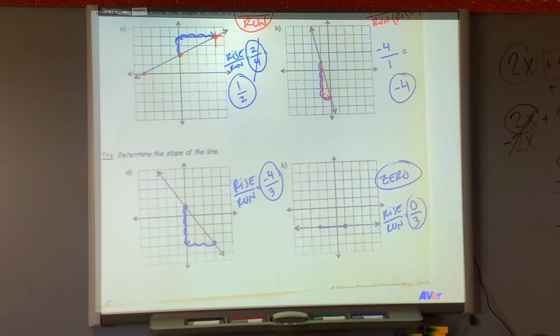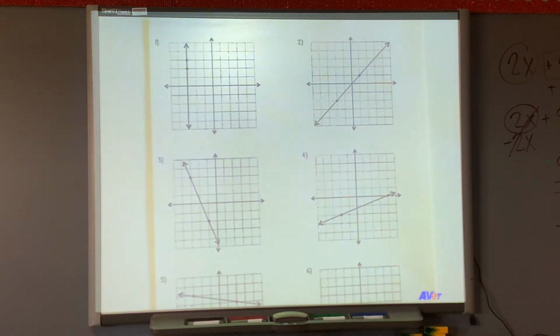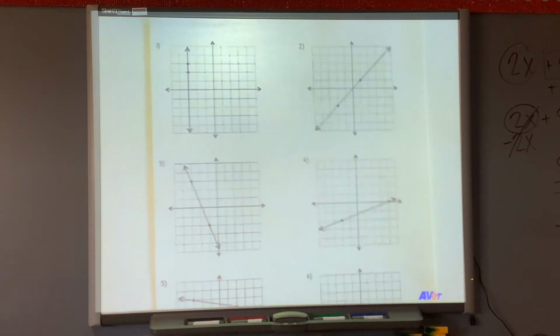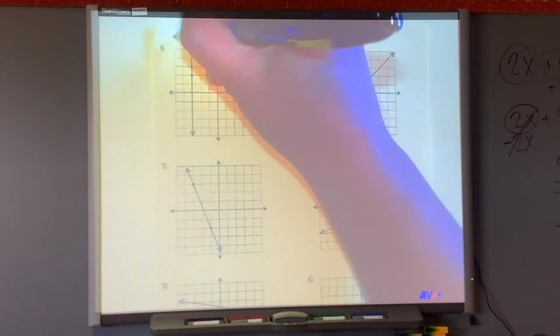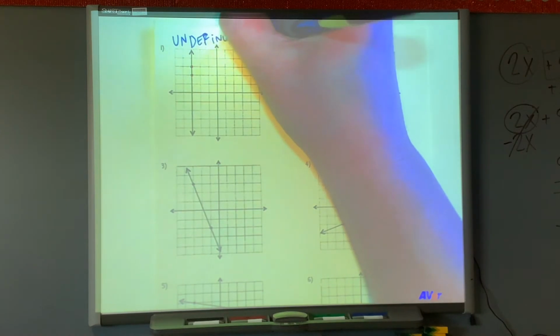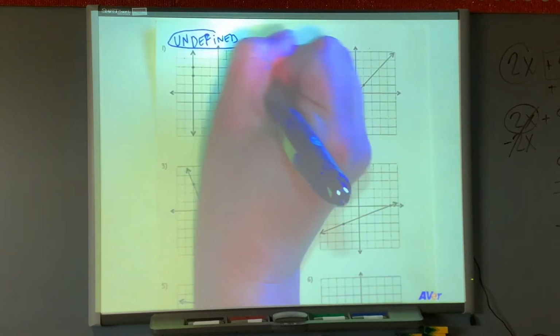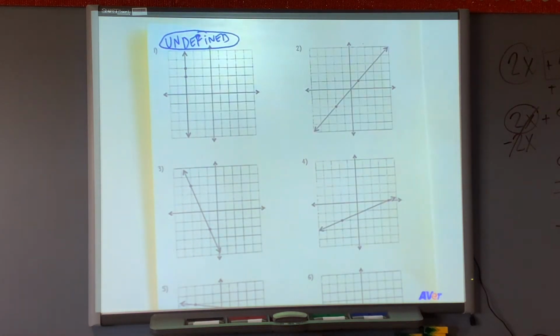All right, let's move on to the next set of notes, which is this one. I am only going to do a couple of these with you, and then you are going to do the rest before math workshop. So the first one I want you to see is something interesting. It is going straight up and down. If we use our little notes from earlier, this is called an undefined slope. So if you just look at it and know that it is going straight up and down, it's called undefined. That is perfectly fine with me.